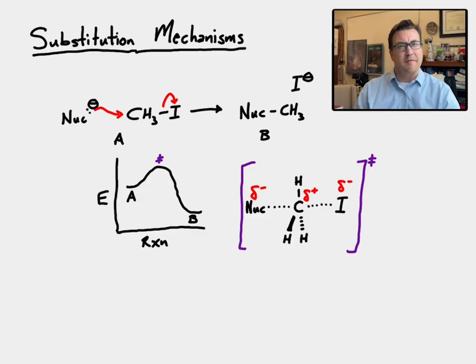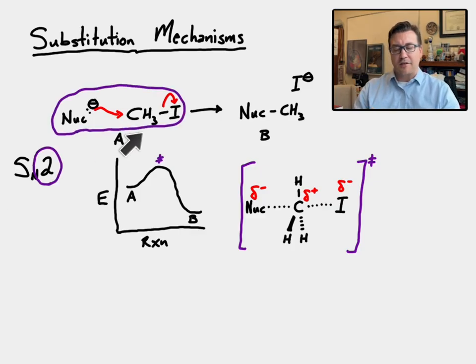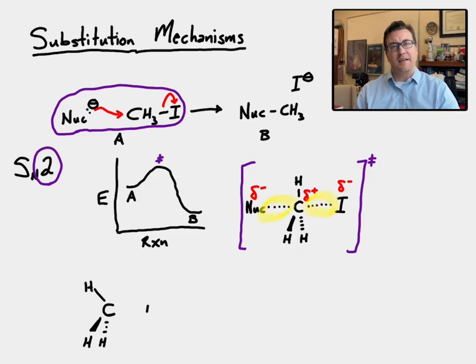So let's look at the kind of bonds that we're making and breaking. Actually, before that, I will point out that this is called an SN2 reaction. The reason it's called SN2 is that there are two molecules that are involved in the rate determining step in this transition state. So let's look at the way that the bonds work for this particular kind of reaction.